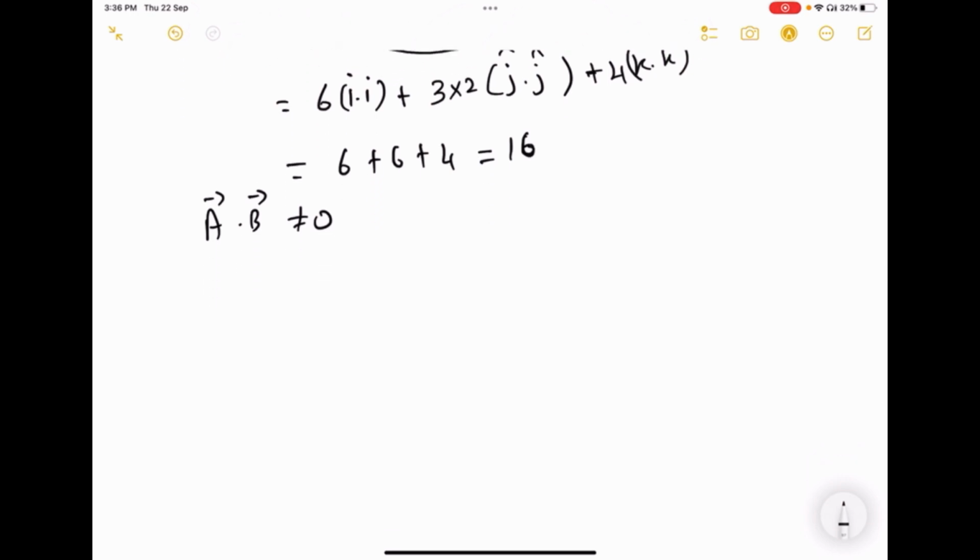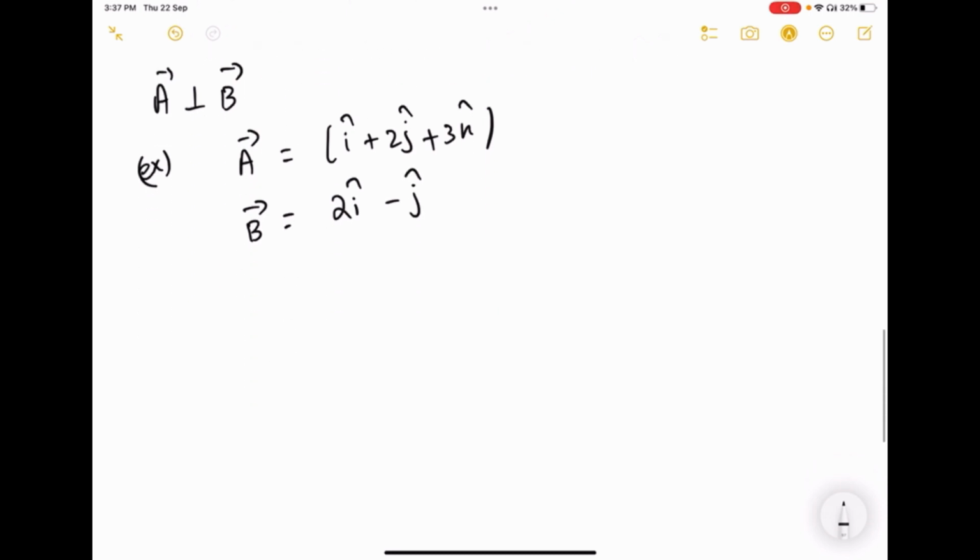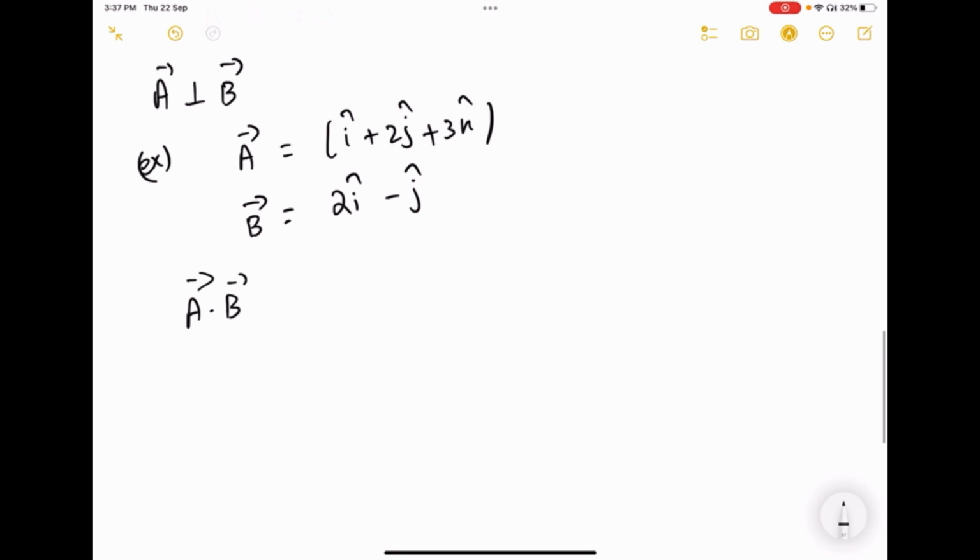Sir, what happens if my a vector is perpendicular to my b vector? So I give an example. I have a vector equals I cap plus 2j cap plus 3k cap. I have b vector equals 2I cap minus j cap. So the a dot b vector will become I cap plus 2j cap plus 3k cap into 2I cap minus j cap.